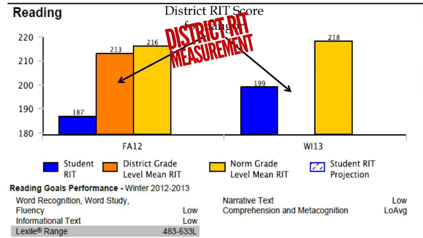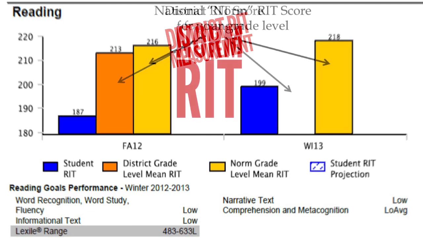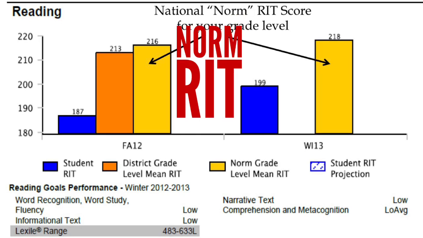We then compare the district RIT, or how tall other students in the district measure in the same grade level. Those two scores are then compared with the nation of all the students who are taking the MAP assessment in the same grade level. That's called the norm RIT. Looking at the data on the screen, the student measured 187 RIT, while students in the district measured 213, but around the nation 216.